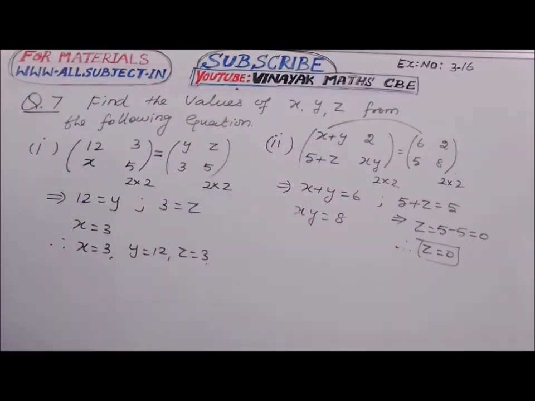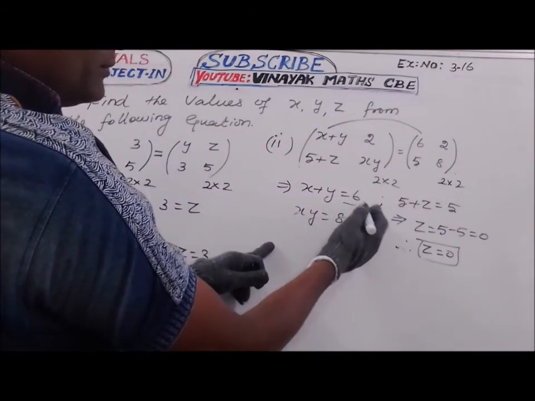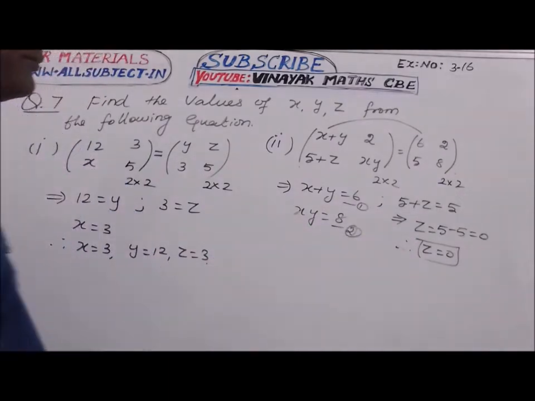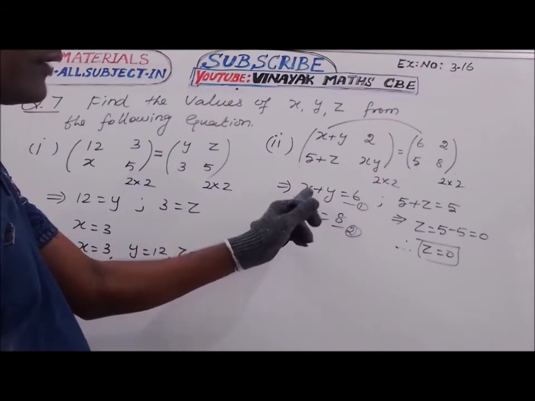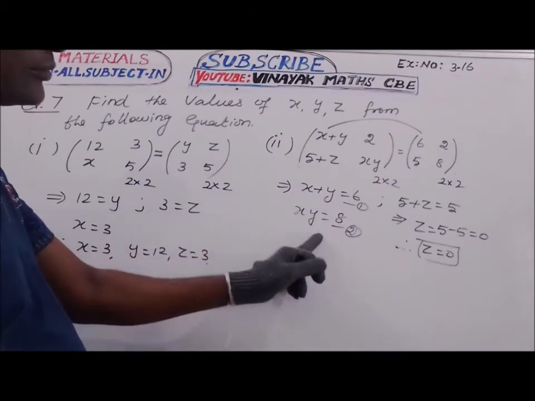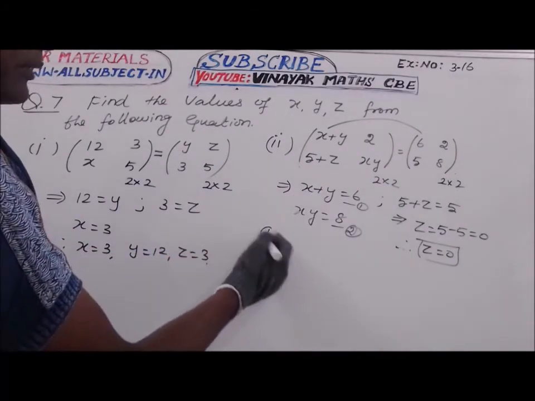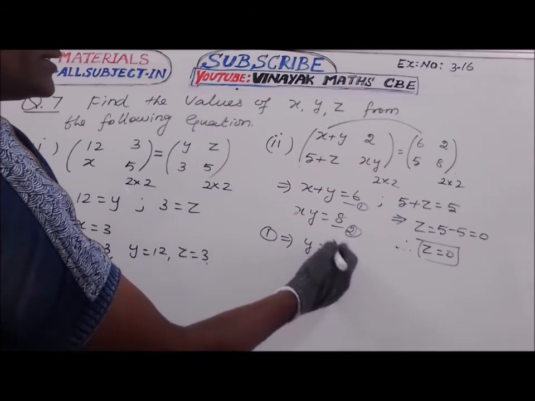And we need to find the values of x and y. Look at these two equations, let one be equation 1 and the other equation 2. Now, find x or y from one equation and substitute in the other. From 1, it implies y equal to 6 minus x.